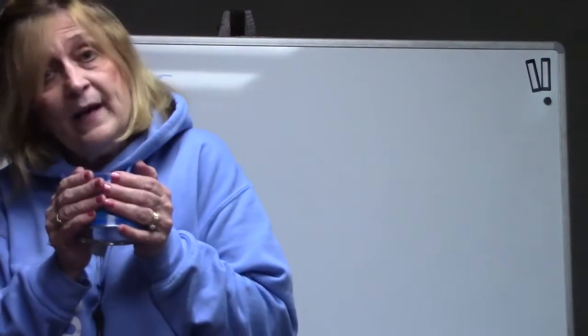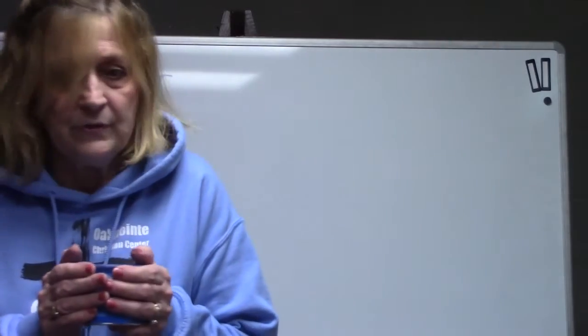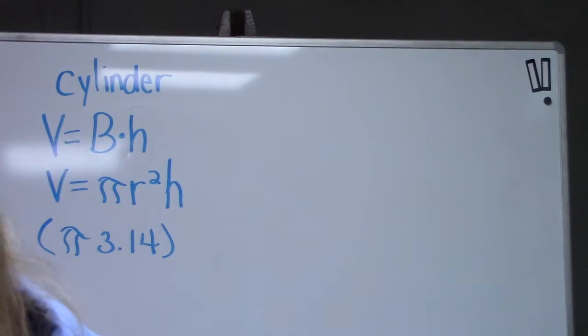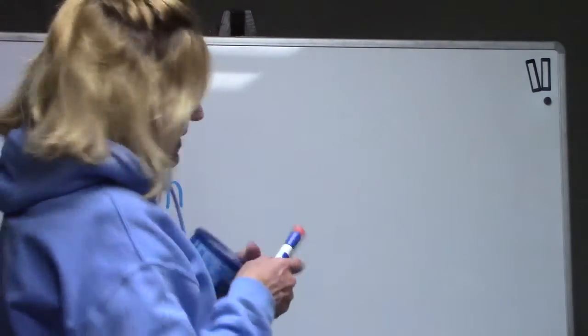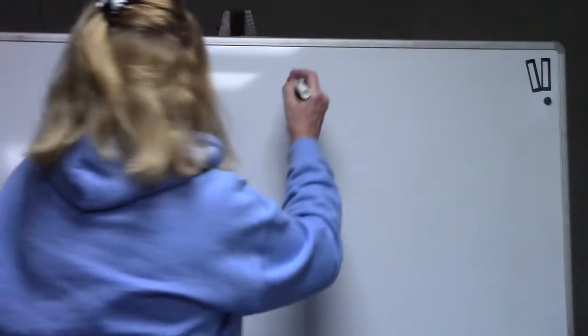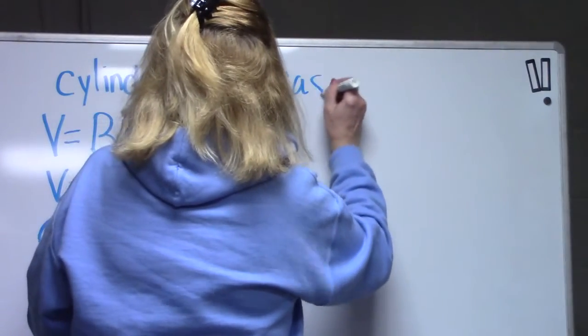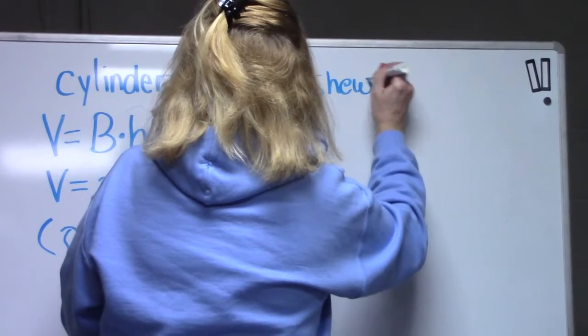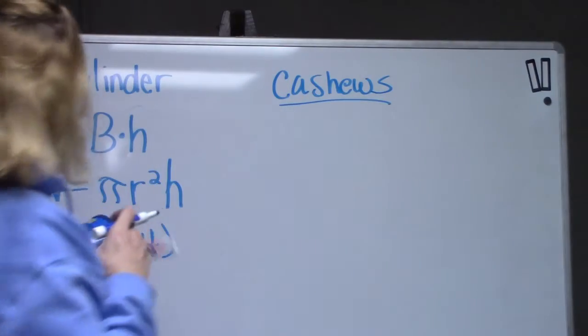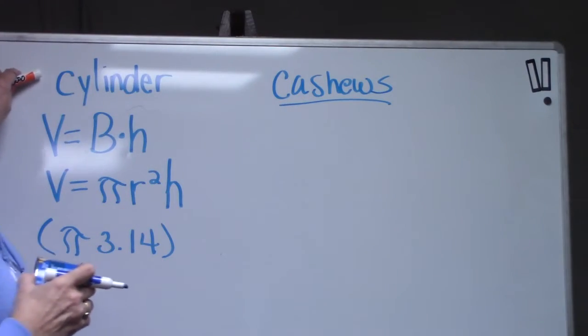So that's what we're going to be working with. All right, so my first one is cashews. We're going to start with cashews. And let me grab my markers. All right, cashews. And I want to find the volume of this cylinder.